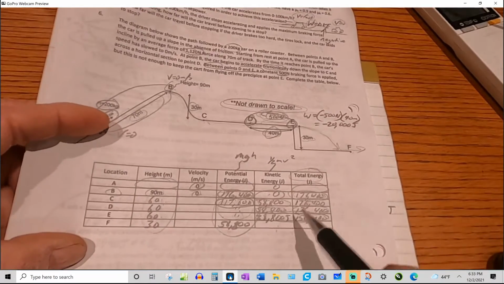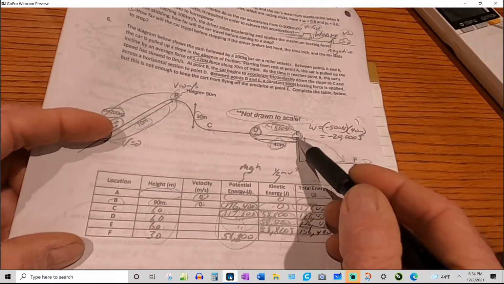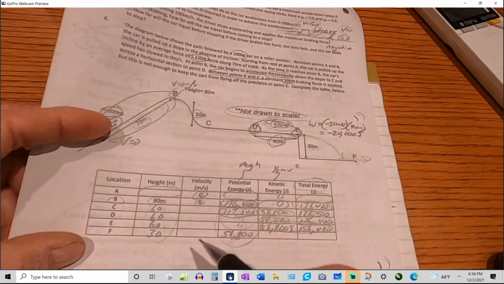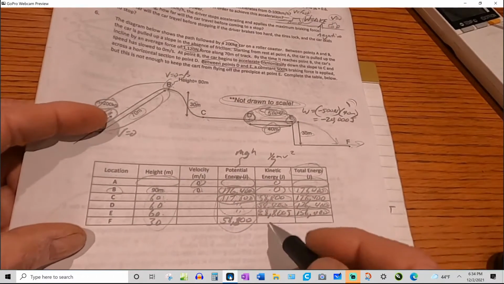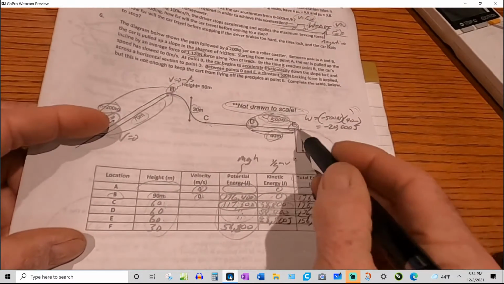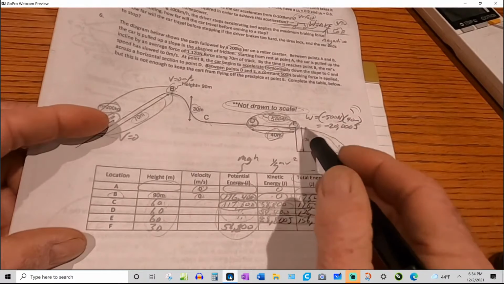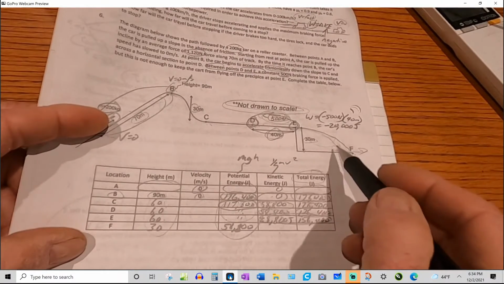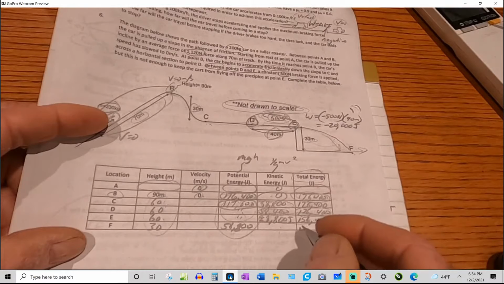So there, we've figured everything out at E, except for these velocities. These velocities are easy. I'll come back to those in a second. Now for F, F's an easy one because there's no friction here. There's no extra work done. So the total energy has to be the same.